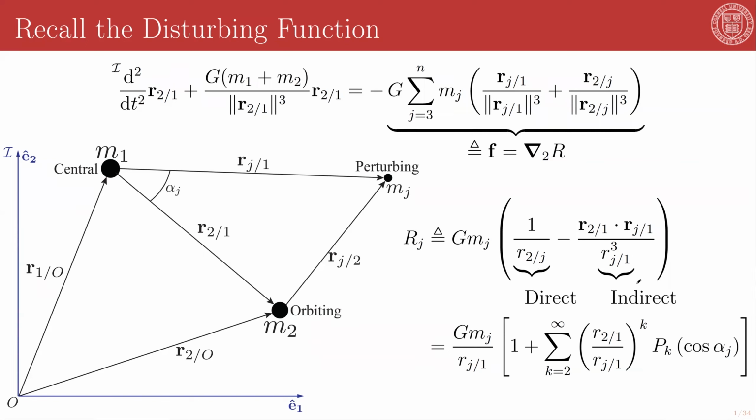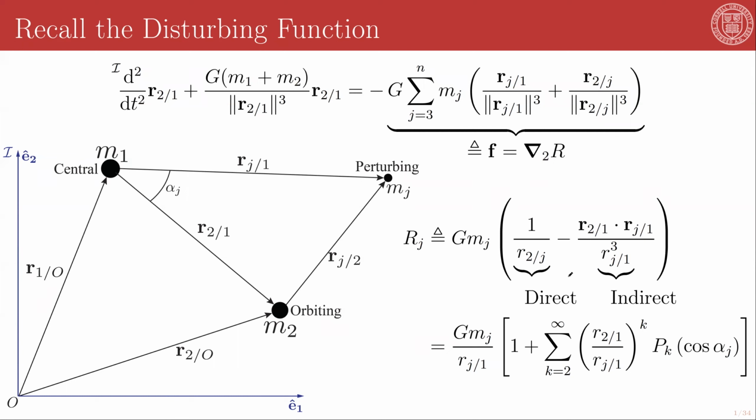And this nomenclature is due to the fact that the indirect term arises solely due to the choice of coordinate origin. If we express everything with respect to the common center of mass of the whole n-body system, then we wouldn't get these indirect terms. We would just have a collection of things that look more or less like the direct terms.